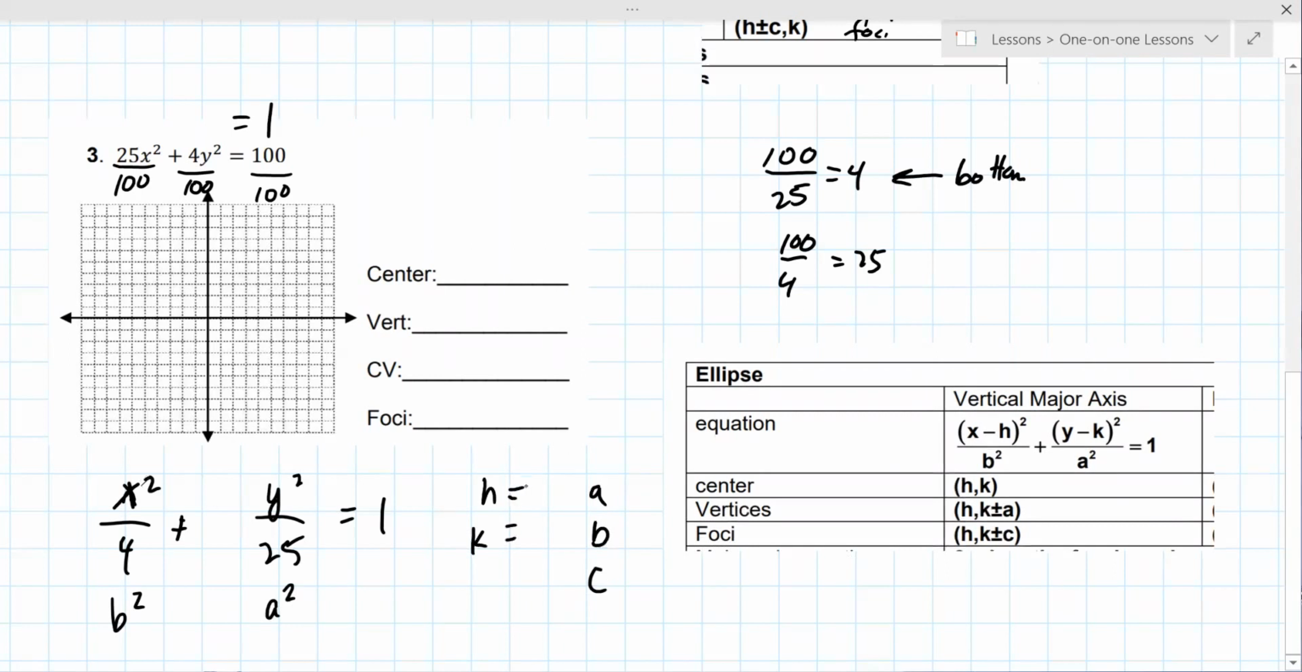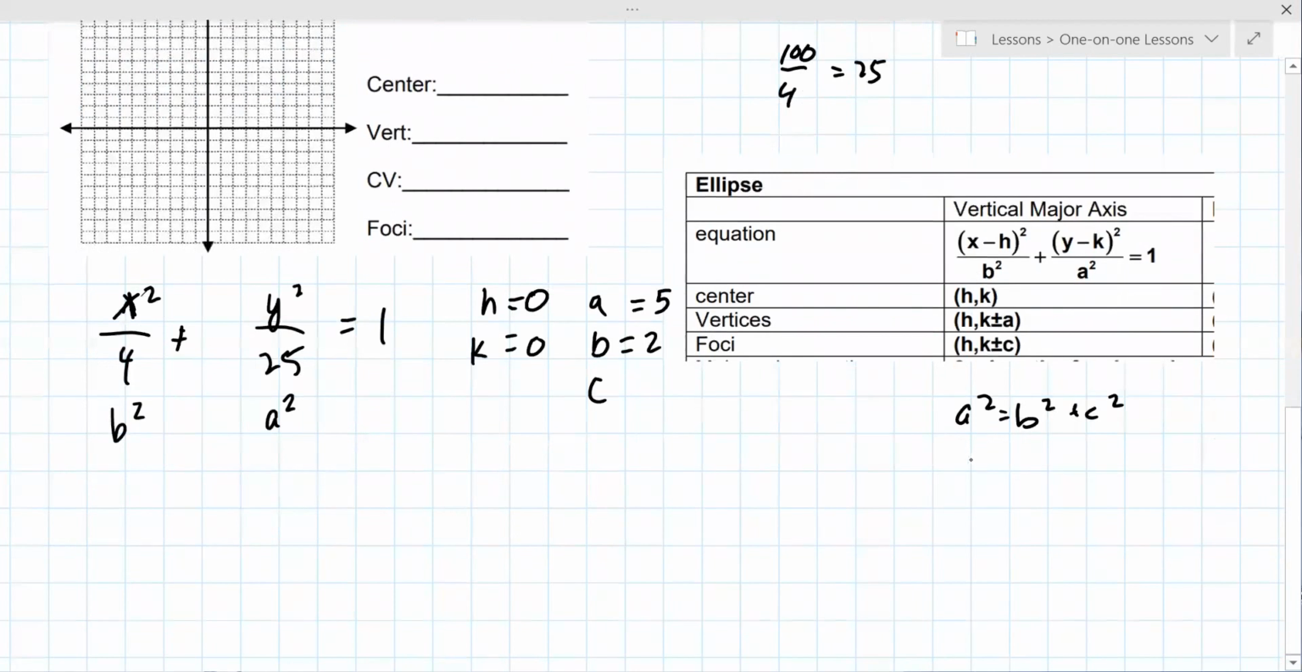H is 0 and K is 0 because it's not X minus anything or Y minus anything. And then A is 5 because 5 squared is 25. B is 2, 2 squared is 4. And then C you get from A squared equals B squared plus C squared. So we have that 25 equals 4 plus C squared. C equals the square root of 21.